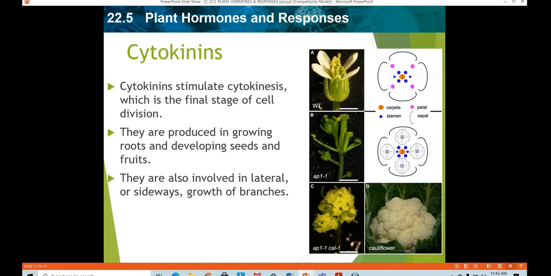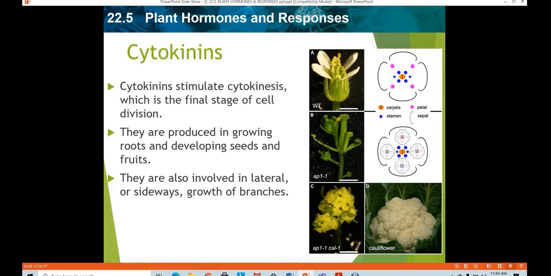They are produced in growing roots and developing seeds and fruits. They are also involved in the growth of side branches. This growth is called lateral growth. Commercial florists make use of another property of cytokinins: they slow the aging process of some plant organs. For example, leaves dipped in a cytokinin solution stay green much longer than normal.